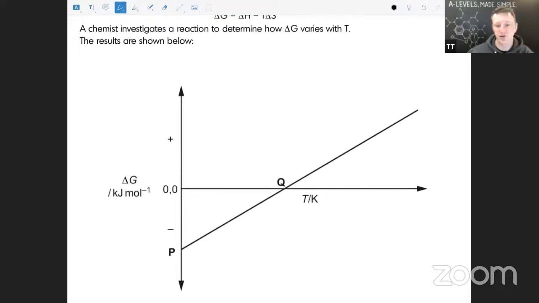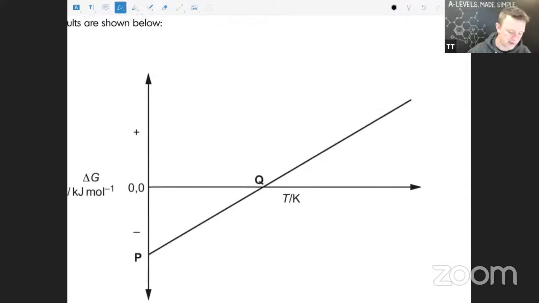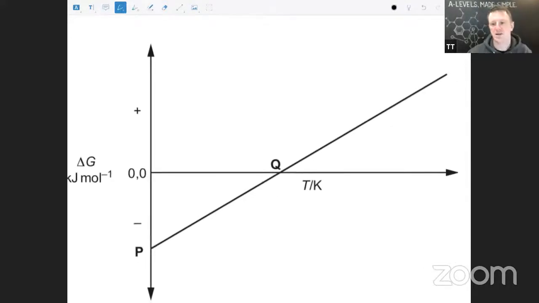Delta H is negative. Good. All right, that's all I was after. So we're being specific about P here right now. Let's just focus on one thing. So P basically tells us that delta H is a negative value because of where it is. So it's definitely a negative value. What does that tell us about the reaction?